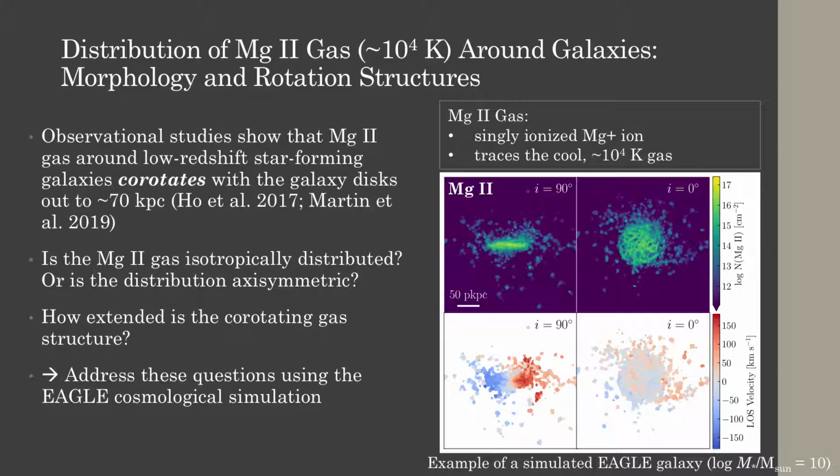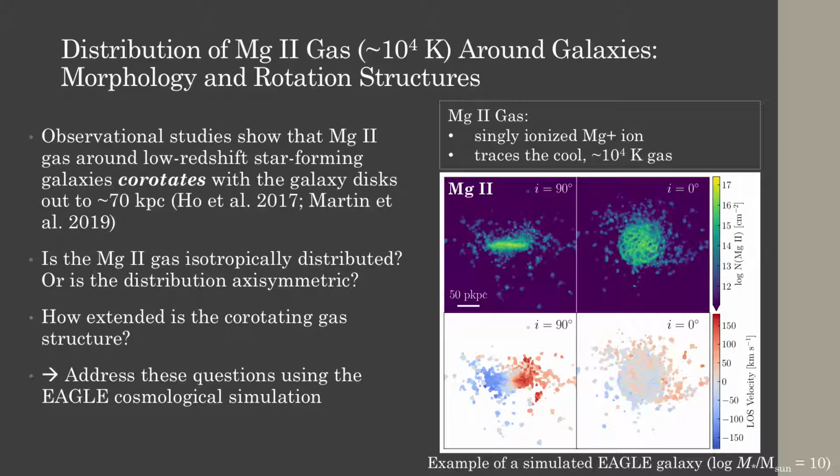On the right, we show a simulated galaxy example. We define the orientation of a galaxy using the stellar angular momentum vector, and we align the galaxy such that the right-hand side corresponds to the redshifted side of the stellar rotation. The left and right-hand columns show the same galaxy, but projected edge-on and face-on. The top row shows the magnesium-2 column density map. Clearly, the magnesium-2 gas distribution is not isotropic, but is somewhat disky.